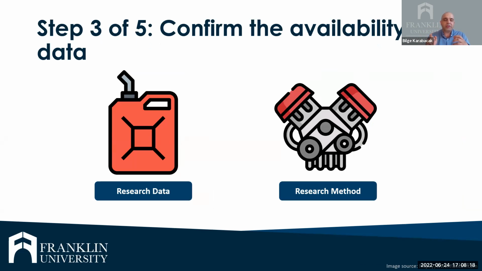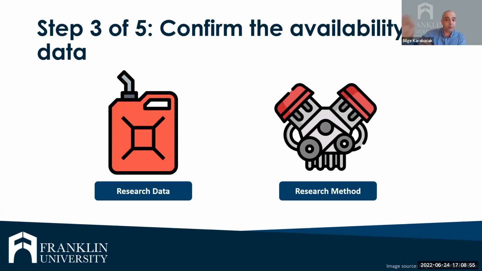So step 3 is about data. Here, research method and research data are two pieces that work together to find an answer to your research question. So your research method is like an engine, and data is the fuel of this engine. Engines will not run without fuel, right? So research methods will be useless without any data. Moreover, the engine and the fuel must be compatible. For example, if your data is qualitative, your research method should be a qualitative method. So step 3 is about confirming the availability of data.